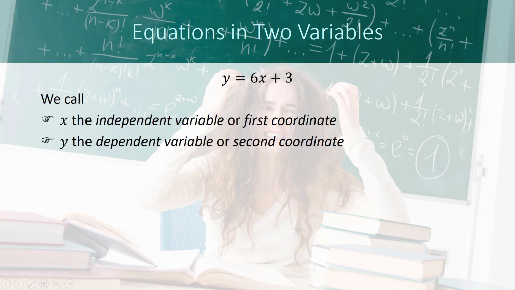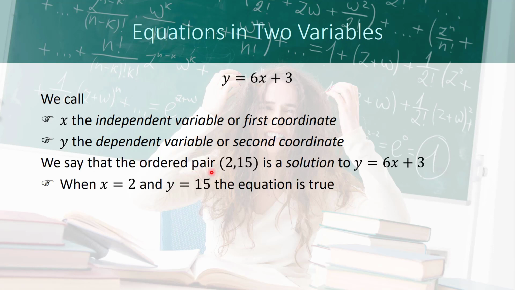A few other things about this equation with two variables. The first variable x is called the independent variable, or of course the first coordinate. The main reason why it's called the independent variable is that x can take on any value that we want, or more precisely, any value in its domain. y is called the dependent variable because the value of y depends upon what we choose for the value of x. So while the value of x doesn't depend on anything, the value of y is determined solely by the value that we put in for x.